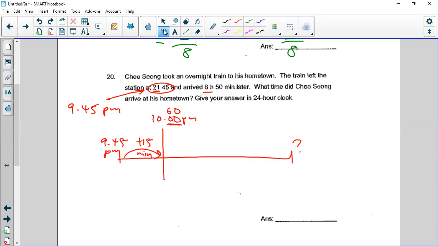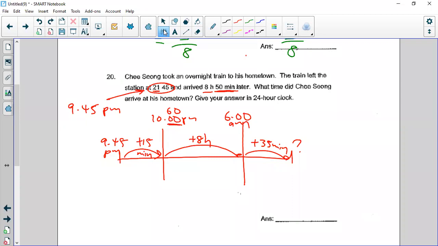Okay, so now you need to jump what? Jump 8 hours. Okay, how to jump 8 hours? You can do some finger counting, right? 8 hours. So what time is that? You use your finger to count, that will be 6 AM, right? Yeah, 6 AM. And then you jump another how many more minutes? You can see that there's a 50 minutes here, right? So you take 50 minus 15. So you will need to jump another 35 minutes.